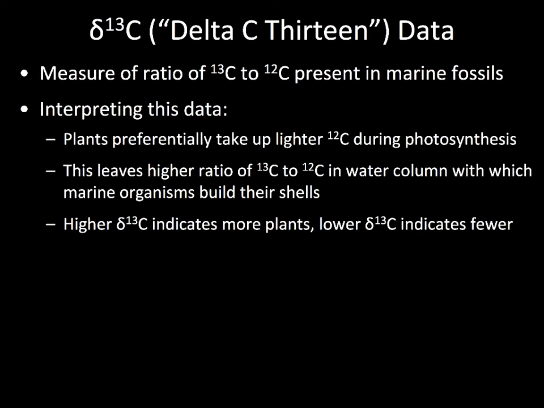However, if you see a relatively low delta C13, a relatively low ratio of carbon-13 to carbon-12 in a particular planktonic microfossil, for instance, that means that there weren't many plants around yanking carbon-12 out of that water column. So what scientists will do is look at the ratio of carbon-13 to carbon-12, the delta C13, in a given marine fossil from a given time period to make an inference about how many plants were around at that particular time period. High delta C13 indicates more plants were around. Low delta C13 indicates fewer.